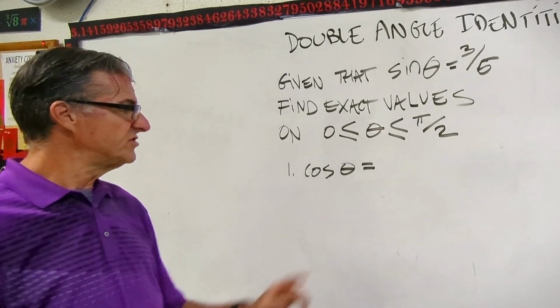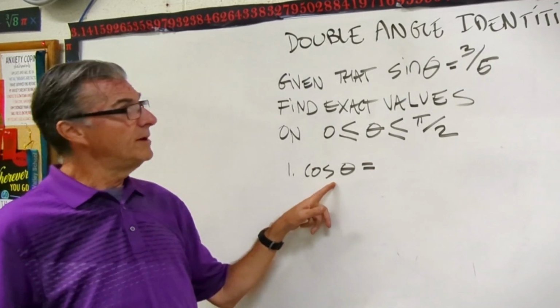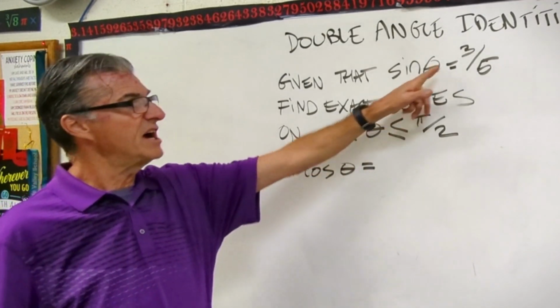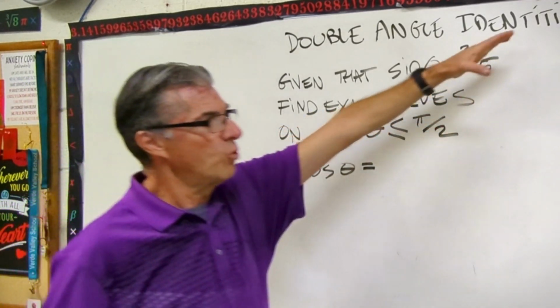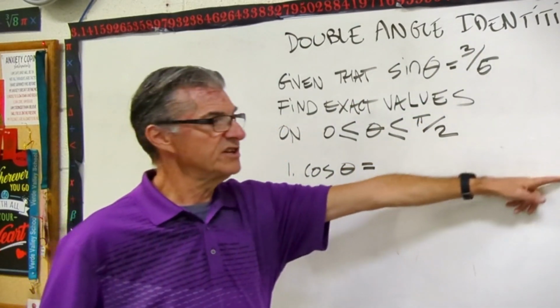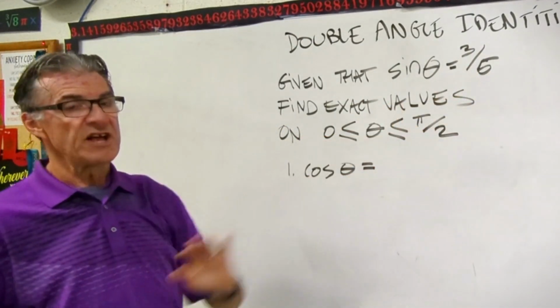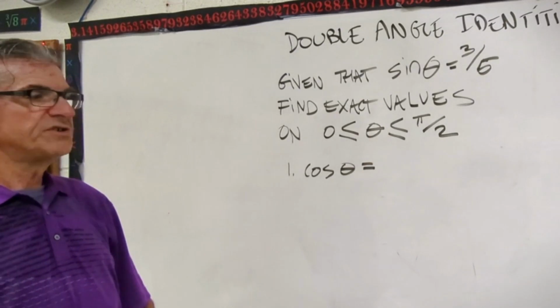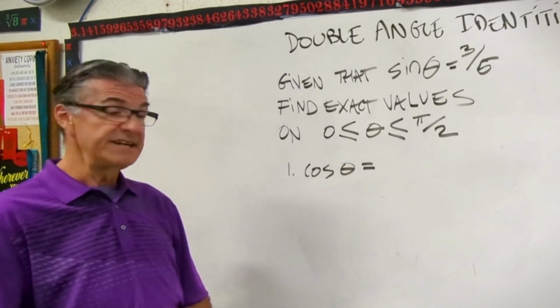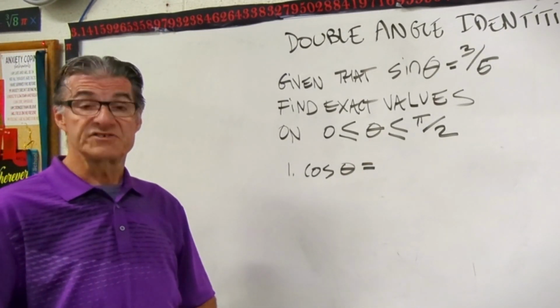Okay, first question. What is cosine theta? Remember, we're starting all these problems with sine theta equals 3/5. It's one of the givens on here, and actually, it's not one of the double angle identities yet. We're going to warm up with just using the Pythagorean identity. So go ahead, pause the video and solve that one.